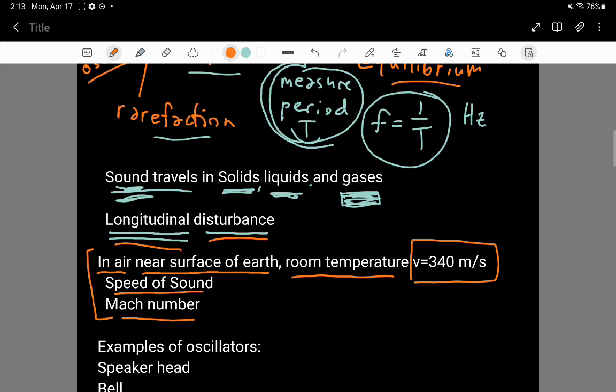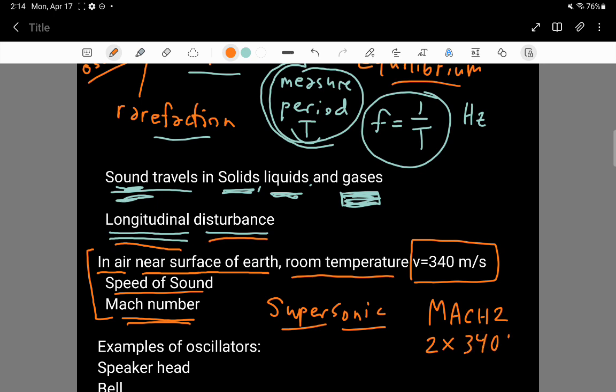This is also the Mach number, what's called the Mach number. So there are airplanes that are called supersonic airplanes. So sonic refers to sound, and super means more than. So these are airplanes that fly faster than the speed of sound. If an airplane flies at Mach 2, Mach 2 means 2 times the speed of sound, 340 meters per second. So that's a very fast object, right? Mach 2.